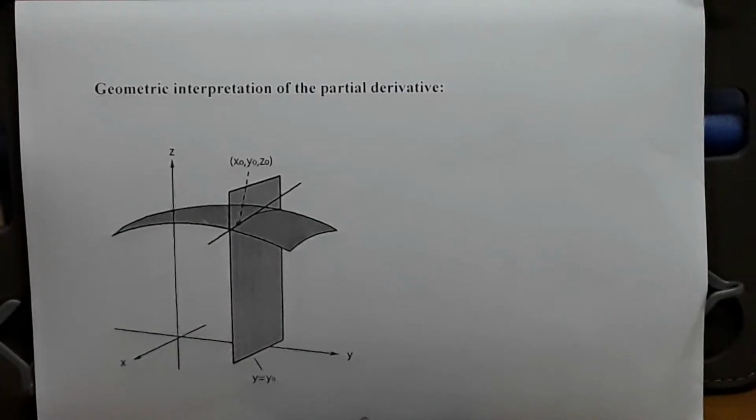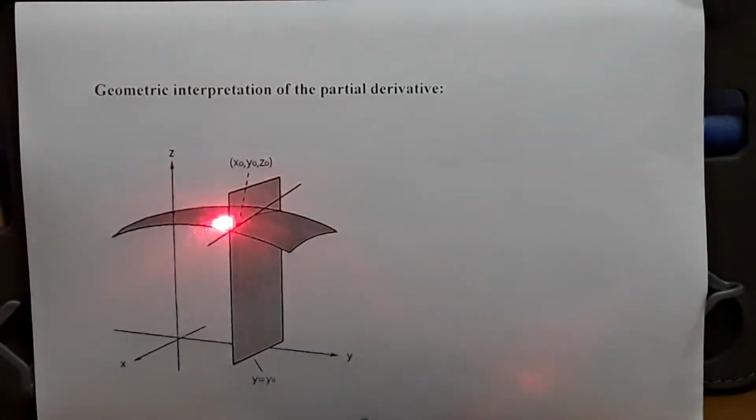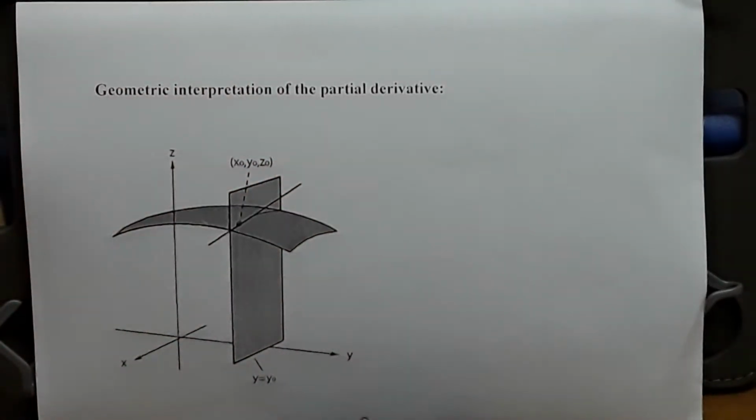That is the plane parallel to the x axis. This plane intersects the surface, and at the intersection we get one curve. On the intersection curve, we consider the tangent line at the point x naught, y naught, z naught. The partial derivative gives us the slope of this line.